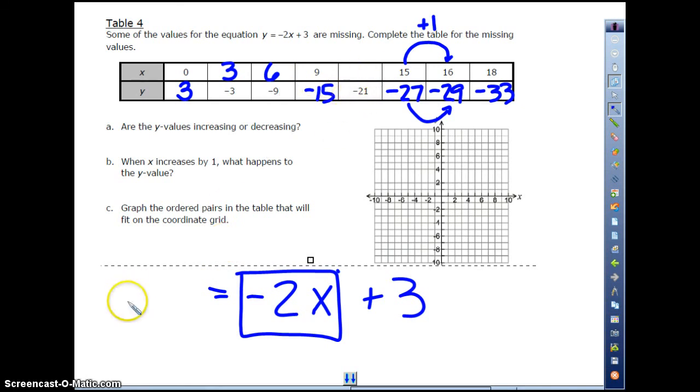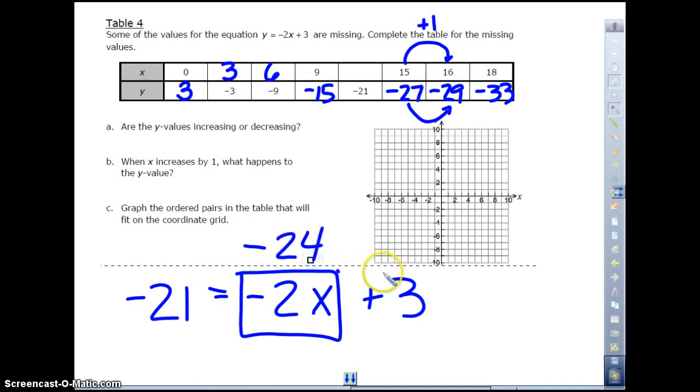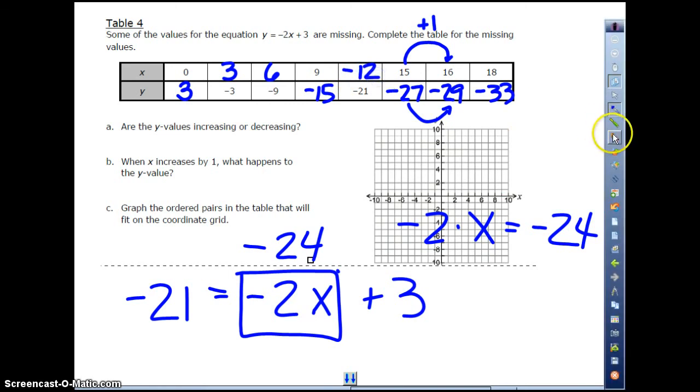Let's put in negative 21. Negative 21 equals some number increased by 3. What number increased by 3 gives you negative 21? Yeah, that's got to be negative 24. Negative 24 increased by 3 is negative 21. That means that the number in the box, that negative 2 times x, has to be negative 24. What number multiplied by negative 2 gives you negative 24? Yeah, that's negative 12. Okay.